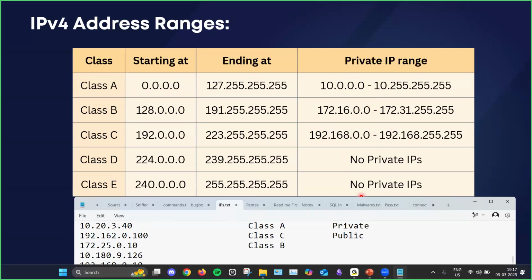Okay. Similarly, the next IP is 172.25.0.10. The first octet is 172. That seems to match. The second octet is 25, which is between 16 and 31. That is also matching. The remaining two octets can be anything between 0 and 255. So since 25 is between 16 and 31 and the first octet is 172, this is a private IP. Okay. I hope this is clear for everyone, guys.